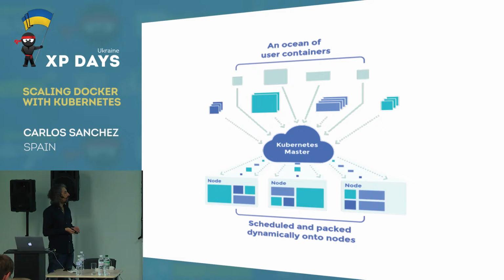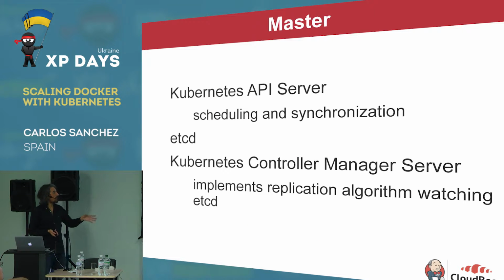So maybe in a picture, you have multiple nodes running containers, with Kubernetes. The master has the API and will decide where each container is going to run. The master has the API server and cares about scheduling and synchronization. It uses etcd behind the scenes to keep the state, and implements the replication algorithm using etcd. So you talk to the master, to the API, and the master takes your orders and ensures that it happens across the nodes. It's like the brain.